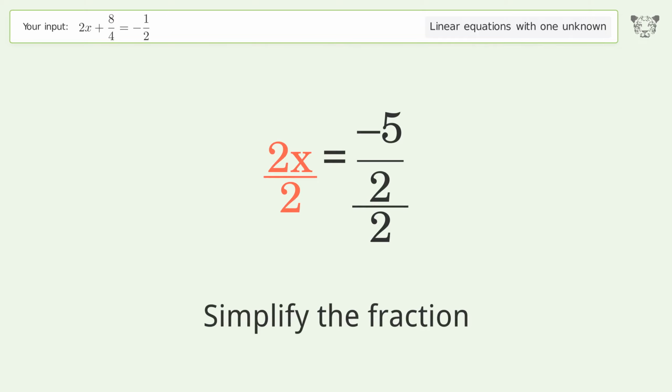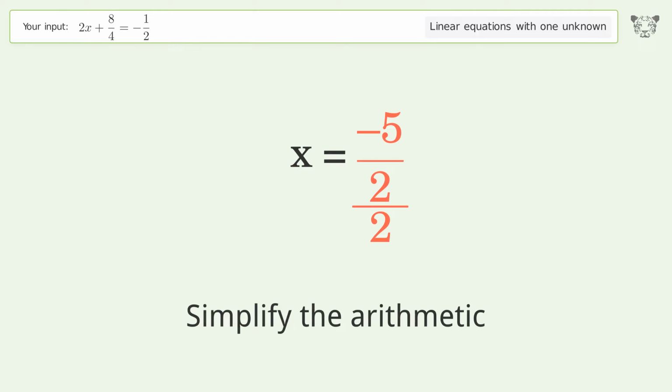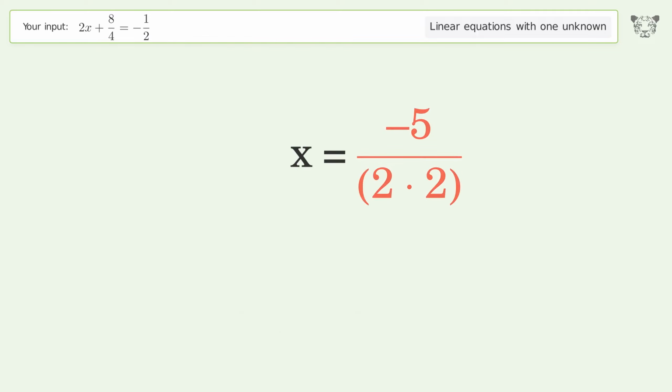Simplify the fraction. Simplify the arithmetic. And so the final result is x equals -5/4.